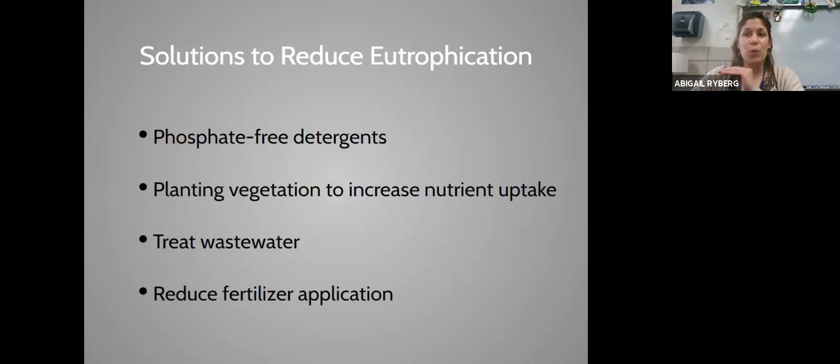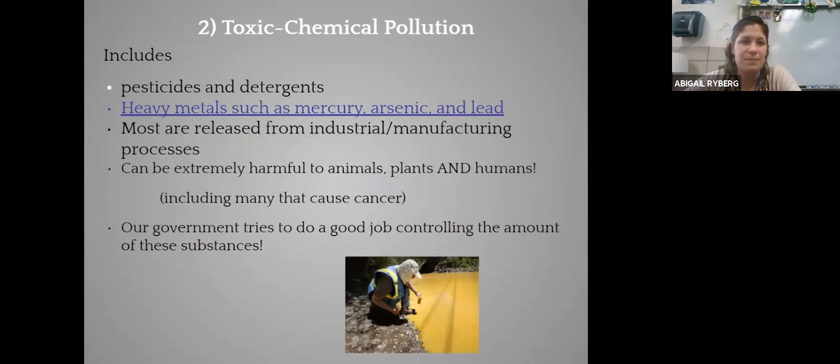Farmers are really smart. They work unbelievably hard, but a lot of them honestly, what they've learned as far as fertilizer application just kind of gets passed on to them from community members, from family members. And so there's a big push now to get a little bit more educated with what's appropriate for fertilizer application. Okay, the second type of pollution is toxic chemical pollution.